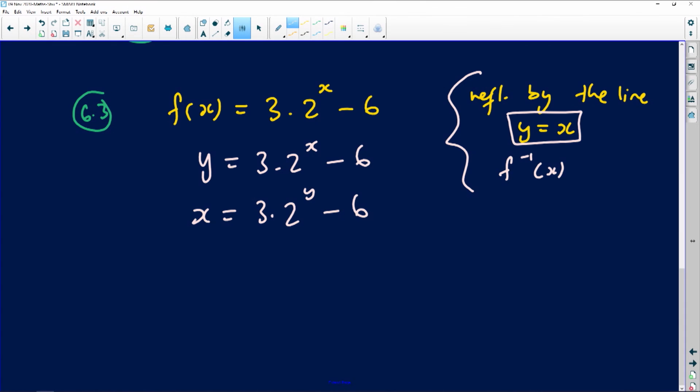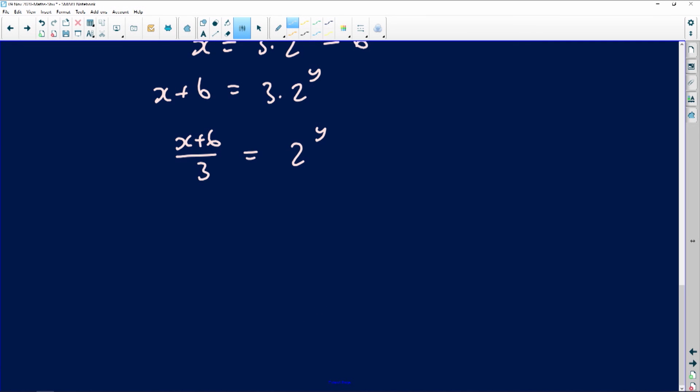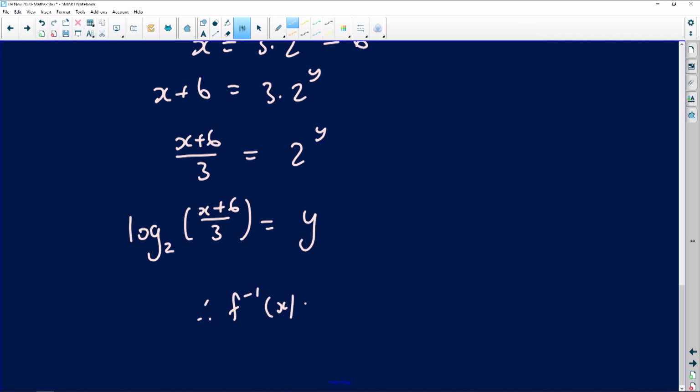So what I'm going to do is add 6 on both sides. I'll have x plus 6 is basically 3 times 2 to the power of y. I'll divide both sides by 3. I'll get x plus 6 over 3 is 2 to the power of y. Then I want to make y the subject. You will agree with me that the base is 2, so you log yourself in here. You'll have log on this side, and the base is 2, so I'm going to have a 2 here. And then my argument is x plus 6 divided by 3. And then obviously we've got our y. Therefore, the equation of the inverse is going to be y equals the logarithm with a base of 2 of x plus 6 divided by 3.